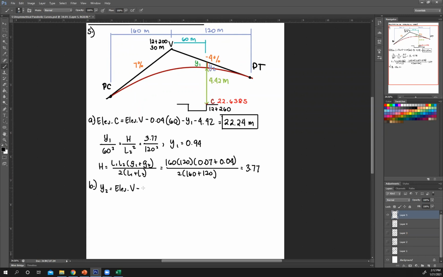Minus 22, minus 6385 minus 0.04. This is still constant at 60 because the station of your curve didn't change. So this is still 60. Okay. Then minus clearance 4.42. What's the answer? What's Y2?